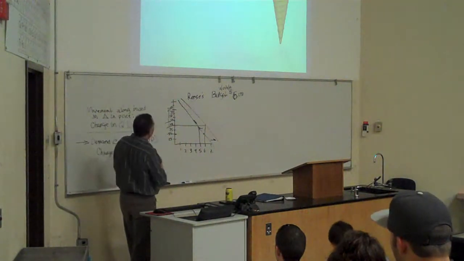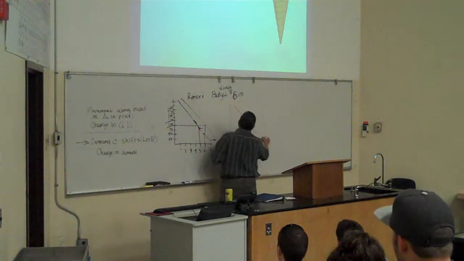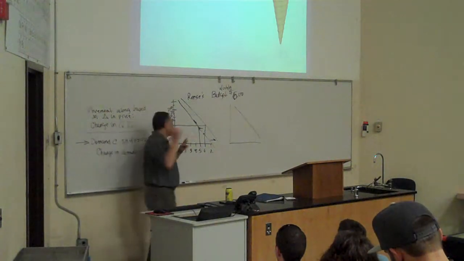I'll try to go back the other way. So here's the same graph. I'll just shift the curve the other way. Prices of related goods, that one's more confusing. Give me a minute to get to that one.